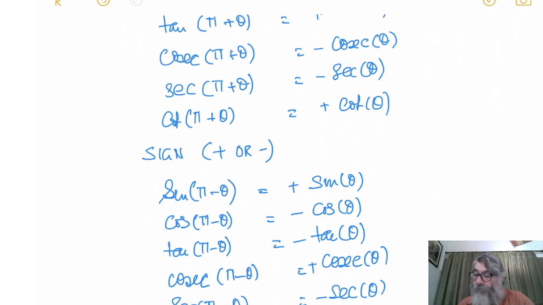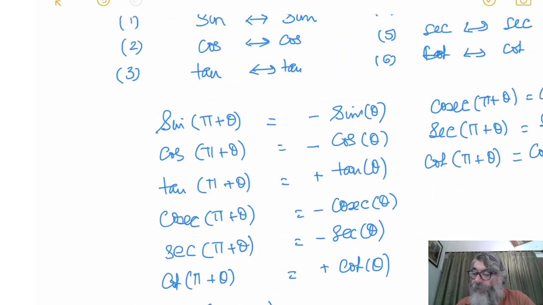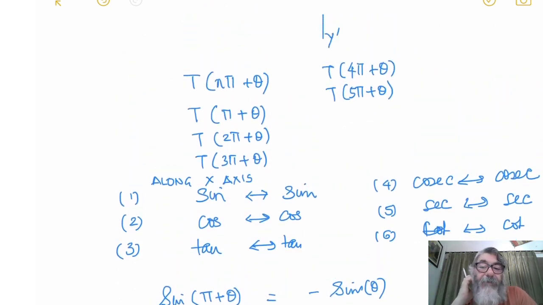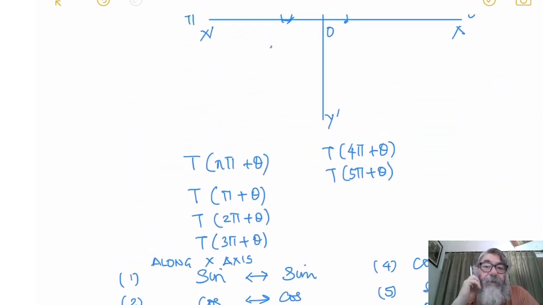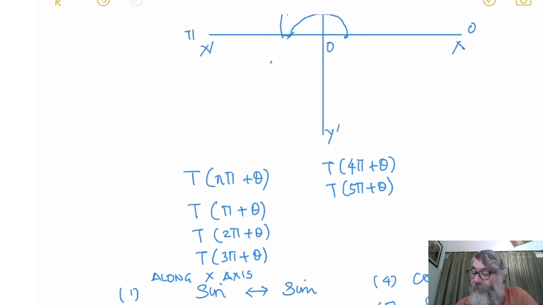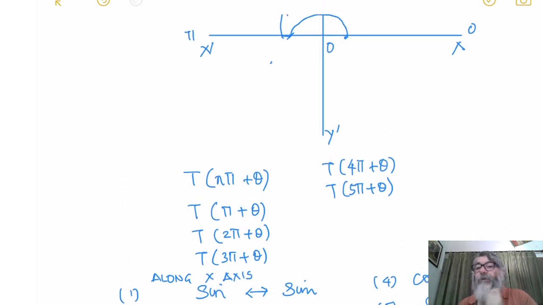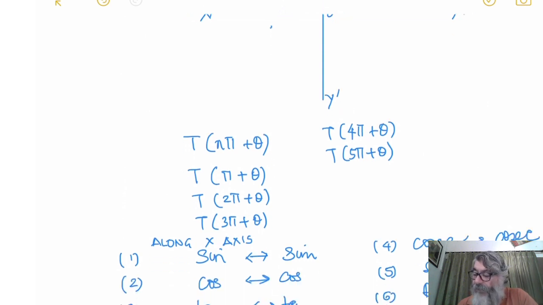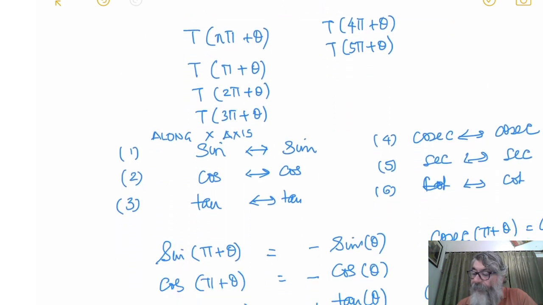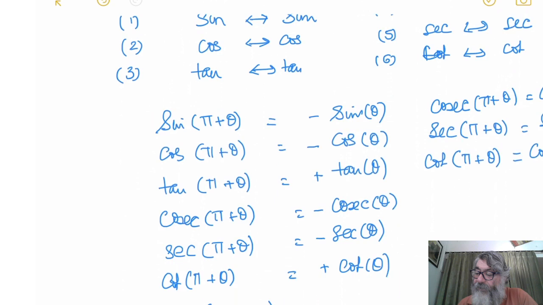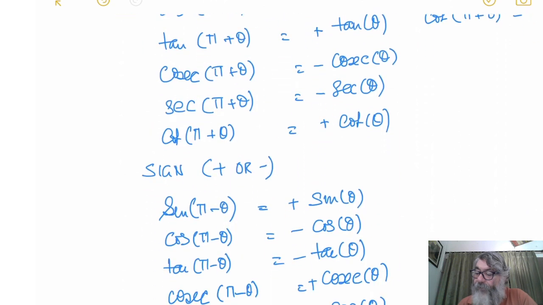second and third quadrants. In the second quadrant, what did we say? Sine and cosec are positive, the rest are negative. That is why, when we are talking of sine pi minus theta, sine and cosec are positive, while cos theta, tan theta, sec theta, cot theta have changed.